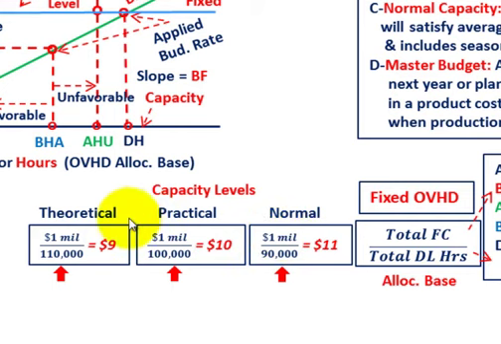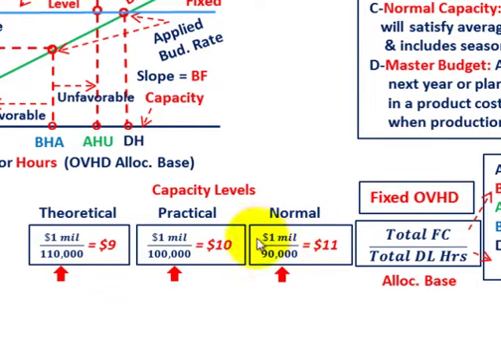So you can see, theoretically, our budgeted fixed overhead rate here is lower because we said we could produce at a greater amount of, in this case, our allocation basis, direct labor hours. We could produce at 110,000 direct labor hours here. Practically, we're saying now we can only put out 100,000 direct labor hours. So that increases our overhead applied rate here.